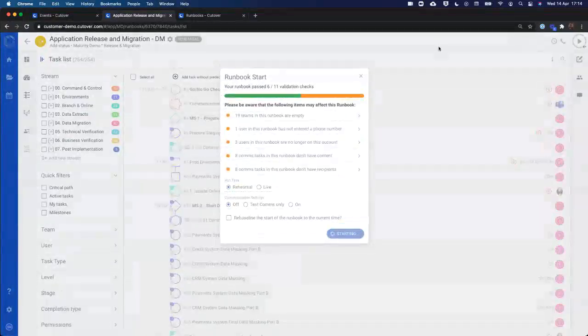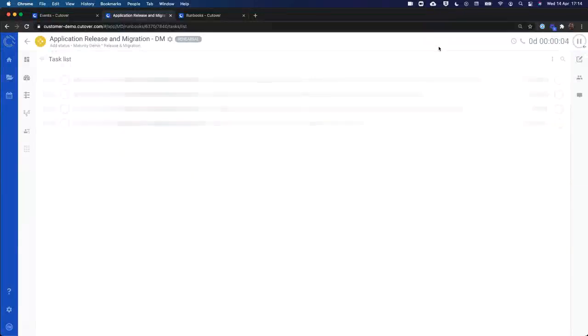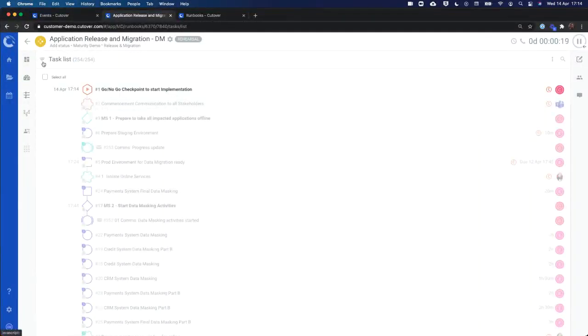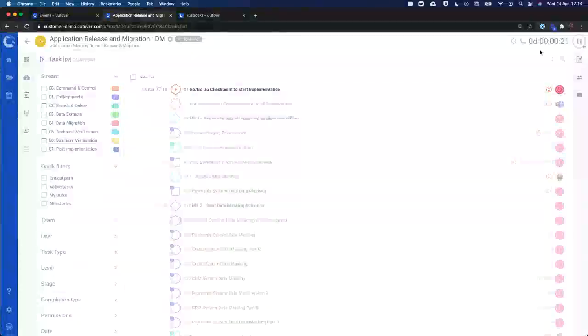Now you'll see a couple of things when I put it into execution mode. So first thing, obviously at the top, the elapsed time has now started to count up. And apologies, I think it's because I'm sharing my screen, it's taken a bit longer to upload, but there we go. So you can see at the top we've got the elapsed time counting up, and that will continue to do so until you either pause or cancel the runbook.